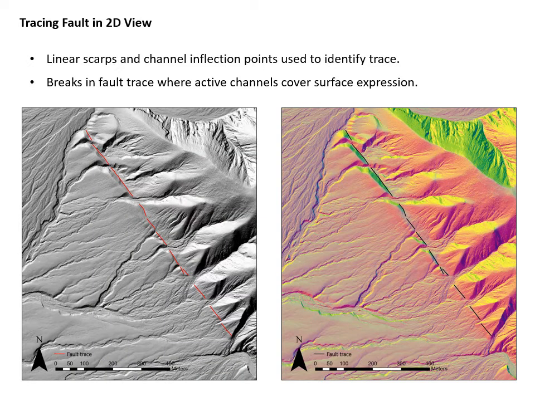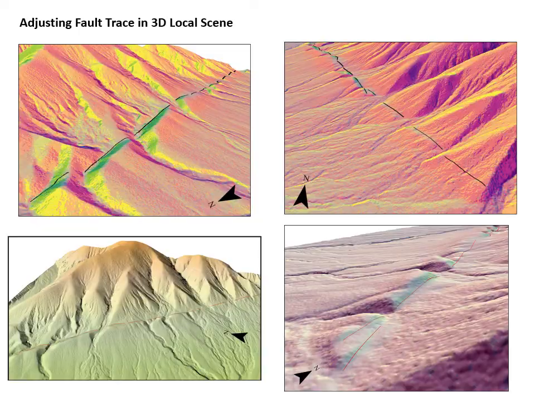I used the linear, back-facing scarps and offset channel inflection points to trace the fault surface expression. I found the aspect slope map overlaying the hillshade to be the most useful for positioning the fault. Bringing these layers into a 3D local scene in ArcGIS Pro shows just how useful creating a 3D terrain model is for fault mapping compared to using topo maps, aerial images, and driving around a desert at specific lighting times.